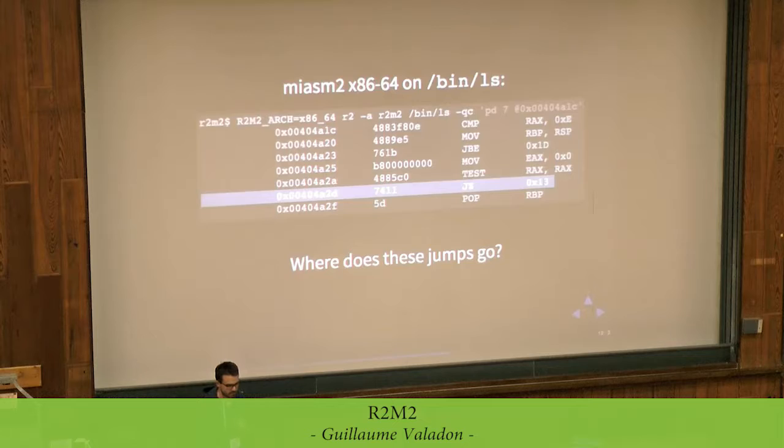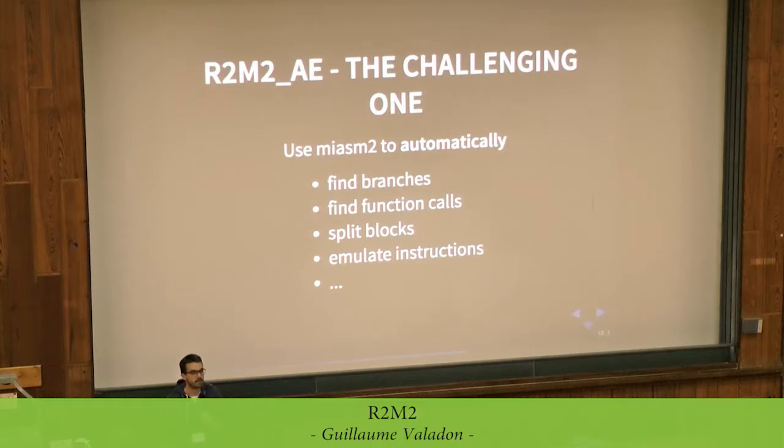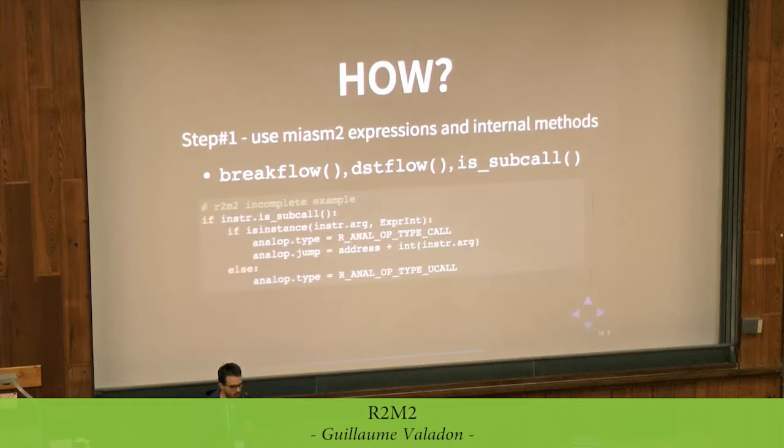So what we can do next is build the analysis and ESIL plugin. That's the challenging one. I want to use Miasm to automatically find branches, function calls, split blocks, and emulate instructions. How am I doing that? I'm using Miasm internal methods. So this one is subcall. If the instruction is a subcall, then I will fill a specific Radare2 C structure.